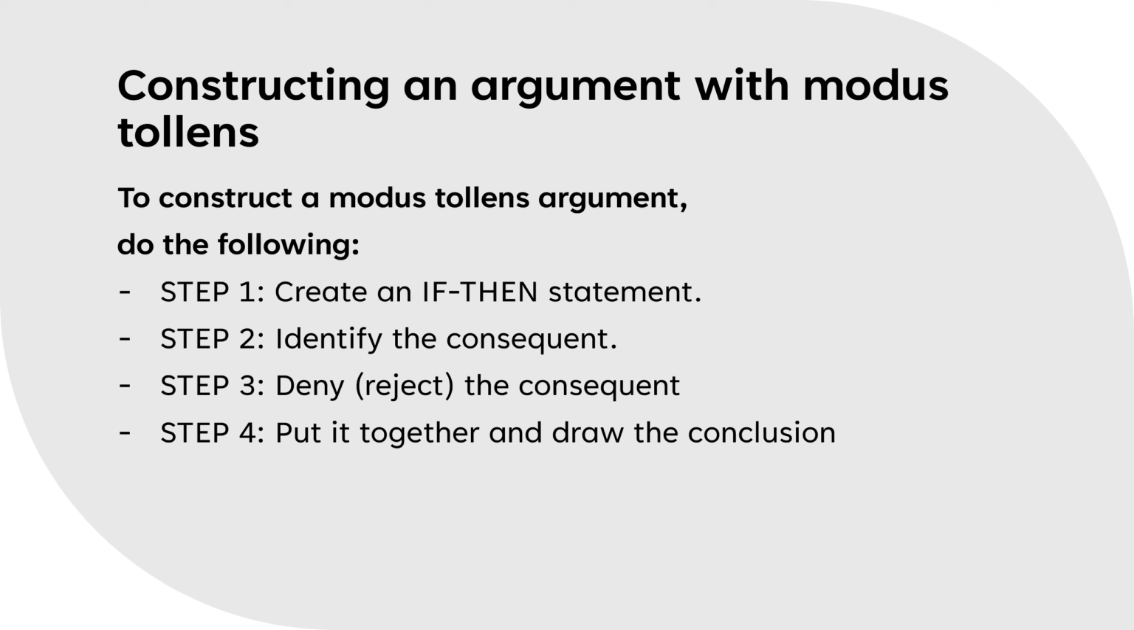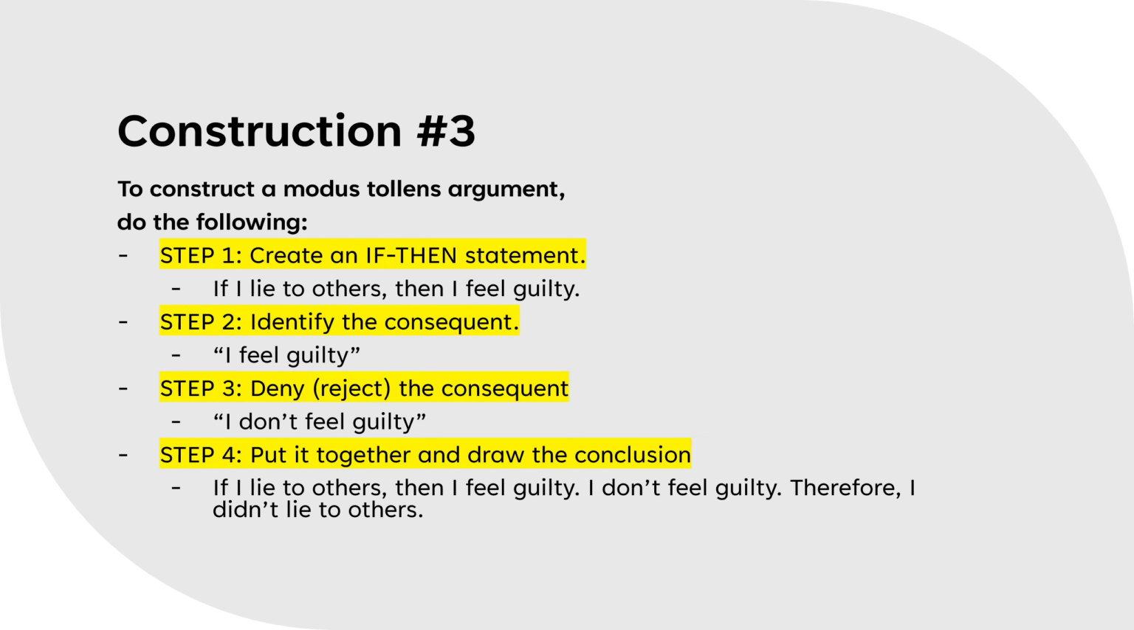How do you do that? Well, first you create an if-then statement. Step two, identify the consequent in the statement you just created. And then I want you to deny or reject that consequent. And then just throw it all together and draw the conclusion. Let's look at two examples.